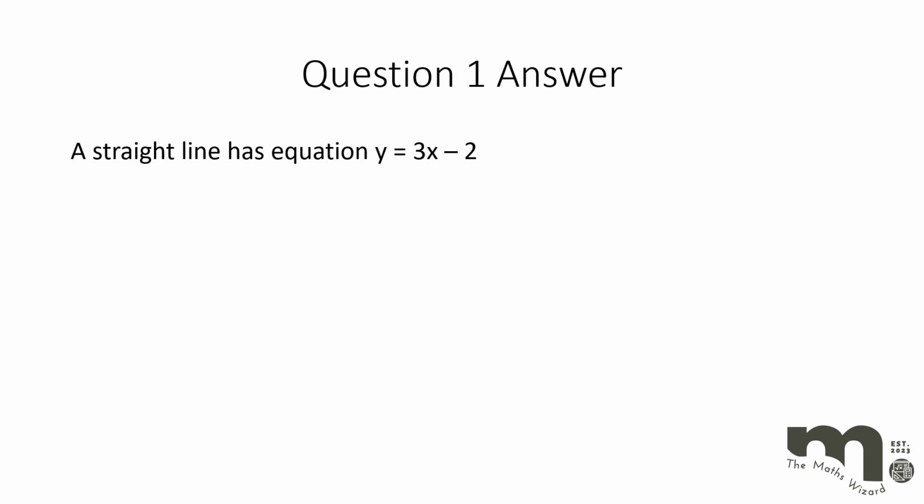Okay, let's have a look at the solutions to this then. So our gradient is just 3. It's the number that's in front of x. Remember, if you know the equation, the gradient will always be the number that's right in front of x. And then our y-intercept will be (0, -2). So it's going to go through the minus 2 on the y-axis. So your y-coordinate will be minus 2, and your x-coordinate will be 0.